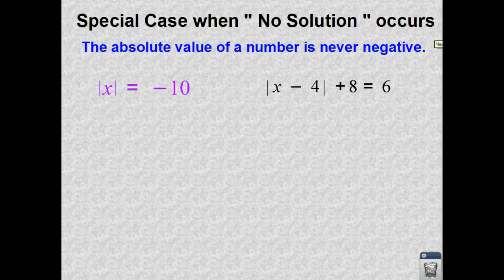Okay, we have a special case when a no solution occurs. And it's important to note that the absolute value of a number is never negative. So looking at this first problem, I see that we have the absolute value of x equaling this -10 value, and this is not possible. That is a no solution. That can't happen.